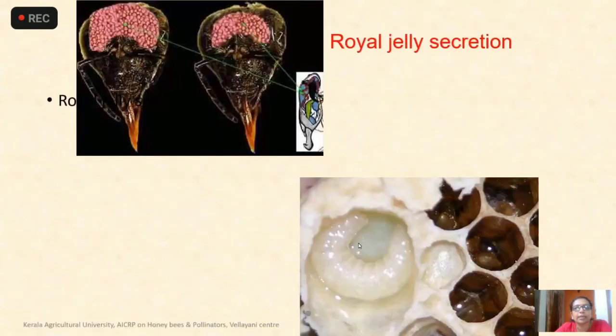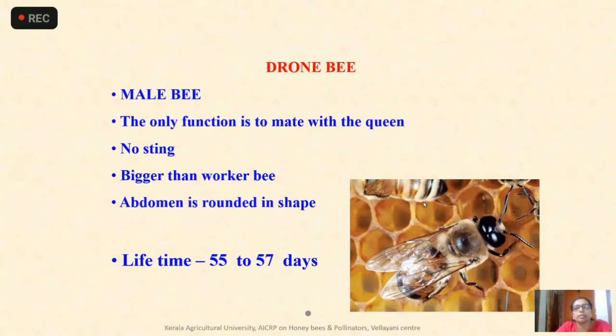And here you can see a picture of the hypopharyngeal glands, a queen cell, and the larva of the queen, which you can see towards the bottom. And finally, drone bees, the male bees, their only function is just mating with the queen.